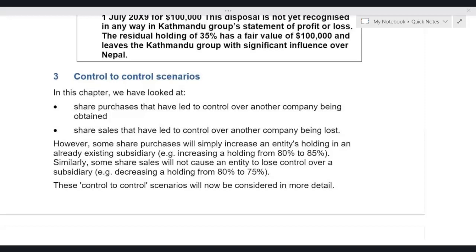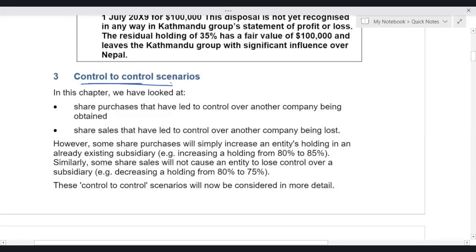Today we'll be discussing further areas of, let's say, disposal of shares in a subsidiary plus further acquisition in a subsidiary, and finally we will also discuss the step acquisition. Control to control scenario.